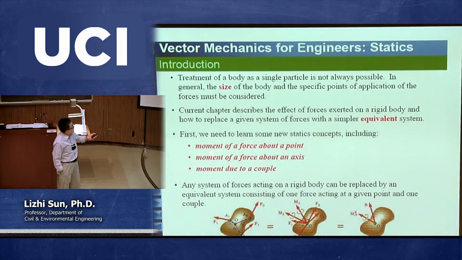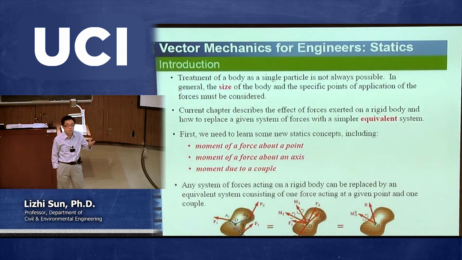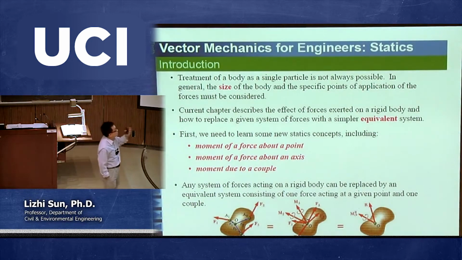The first type of moment is called a moment of force about a given point. The second kind of moment is called a moment of a force about a given axis. And the third one is a moment due to a couple. And of course, we're going to talk about what I mean by couple. There are 2 special forces following certain requirements.